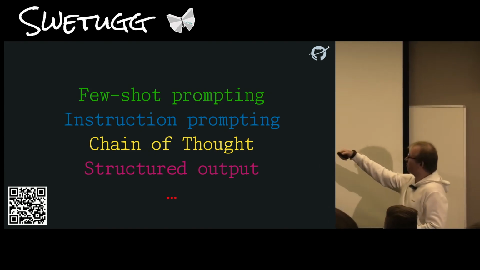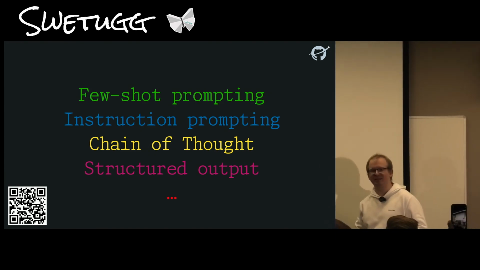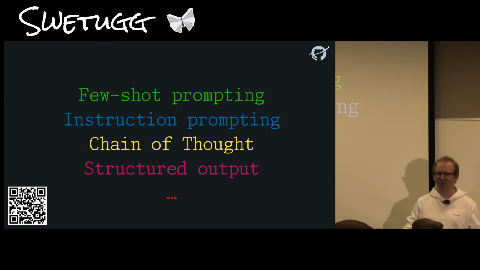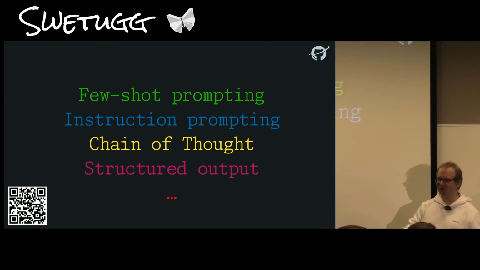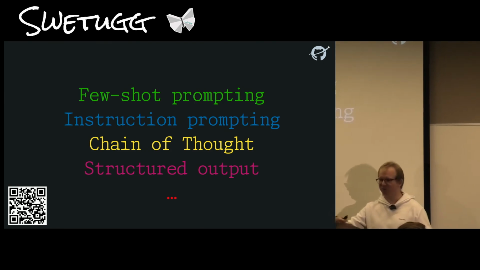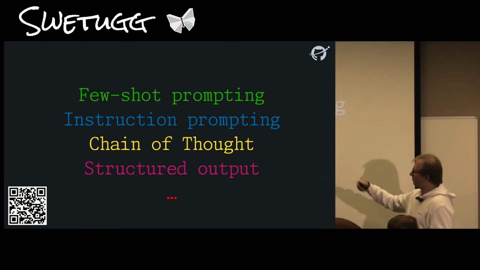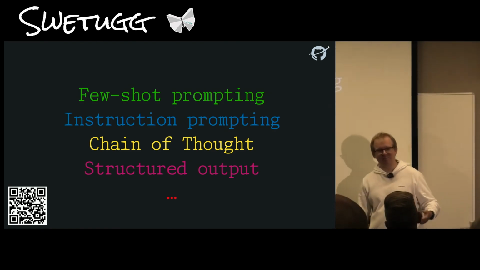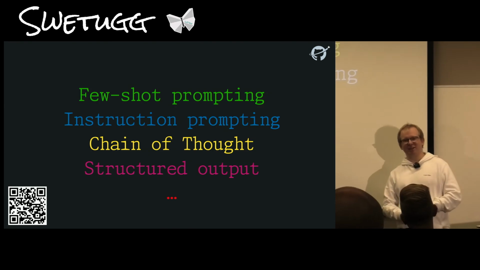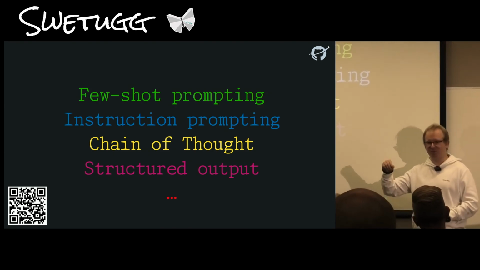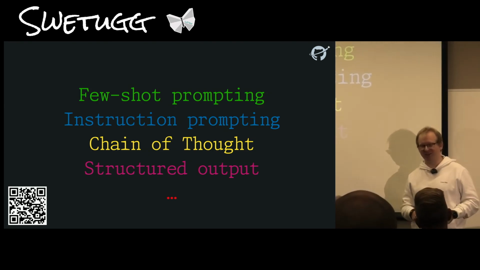So for example, few-shot prompting just means providing examples in your prompt of the task that you want to solve and examples of what is expected output for this task. Something like chain of thought is as simple as telling the model, let's think step by step, and let's describe the thought process step by step.